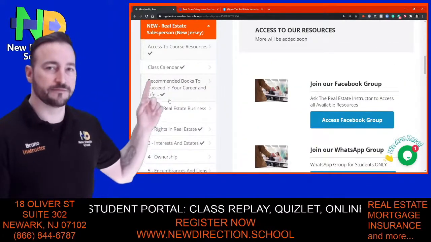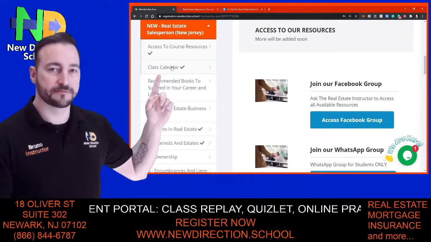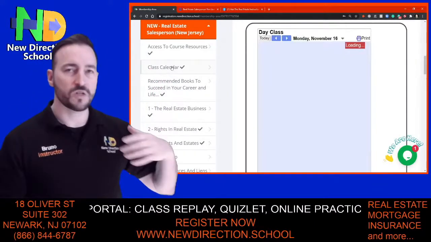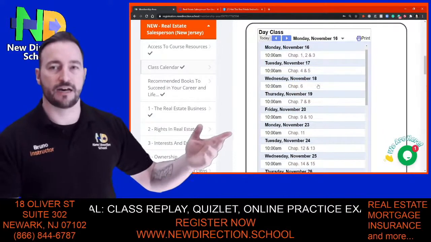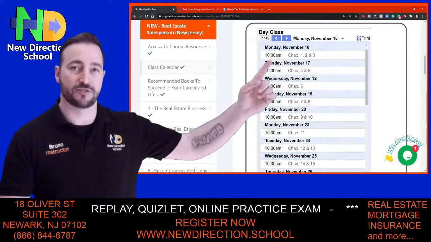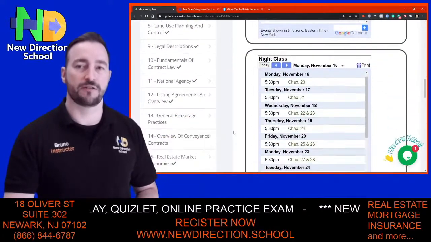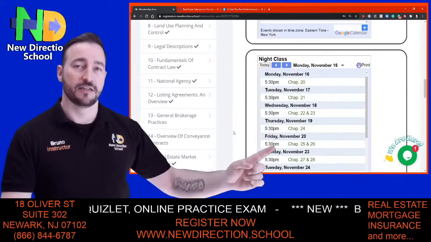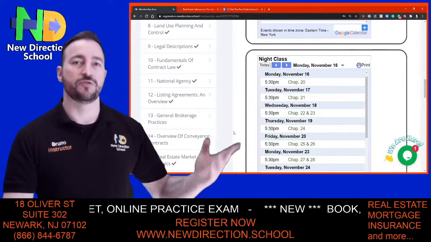you guys see right here, you have class calendar. So if there's any change in the calendars, it will be right here. You would see the chapters that are coming up. This is for the day class, so that's your class. If you scroll down, you have the night class. What's the advantage of knowing these two courses?